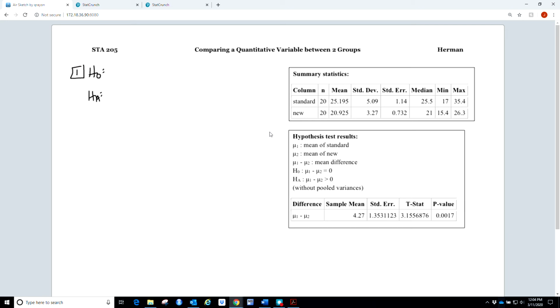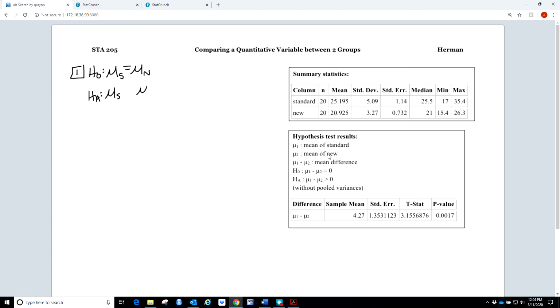Really, in order just to match my StatCrunch output, I'm going to let the 1 subscript be my standard treatment and my 2 subscript be my new treatment. But we could have done it the other way. It wouldn't matter as long as we were paying attention to which one is which. I also like to use letter subscripts instead of the numbers just so I know which one is which a little bit better. So our null hypothesis for independent samples will be that the means equal each other.